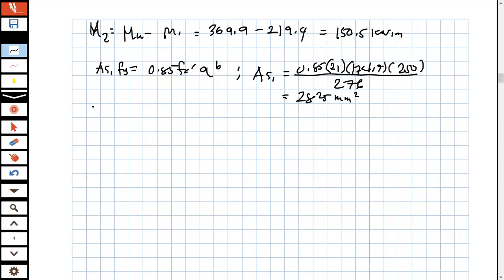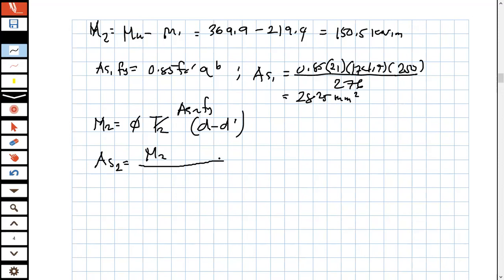Now, how about AS2? So we can use M2. We know that M2 is equal to the reduction factor, then we can use T2, or AS2 times Fy, multiplied by D minus D prime. So therefore, we can have AS2, the formula to be M2 divided by phi Fy and then D minus D prime. M2, we already calculated above.